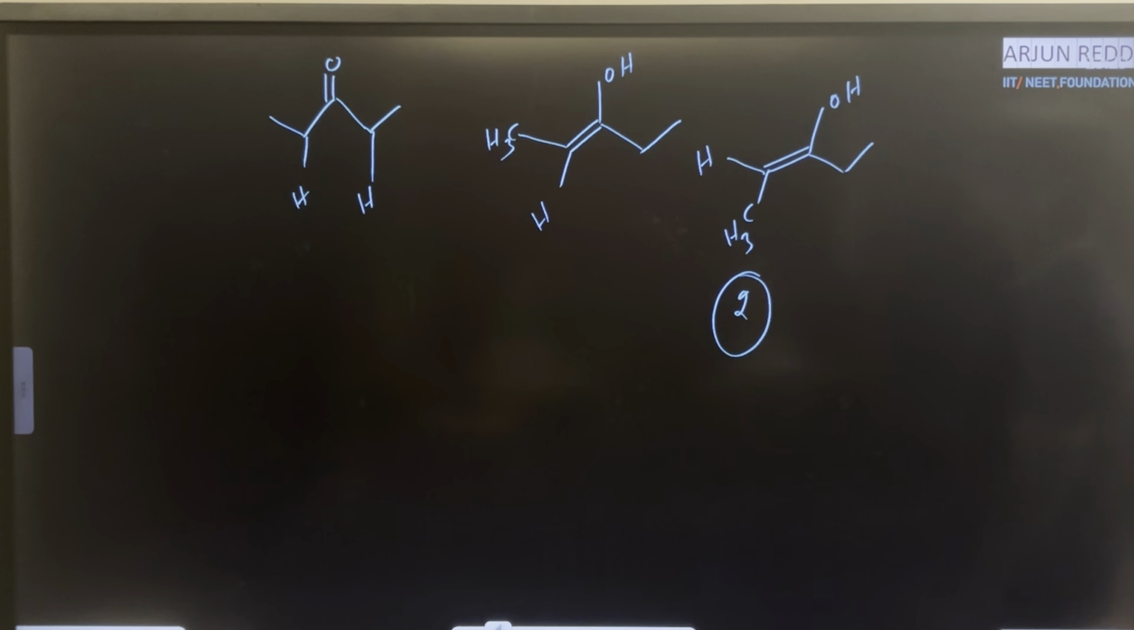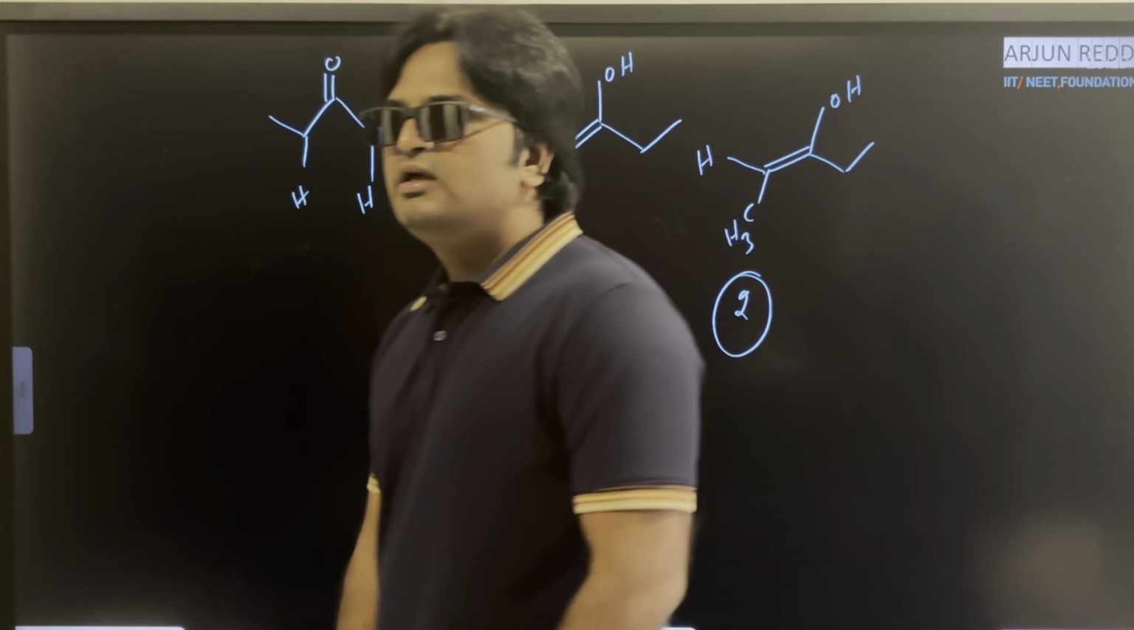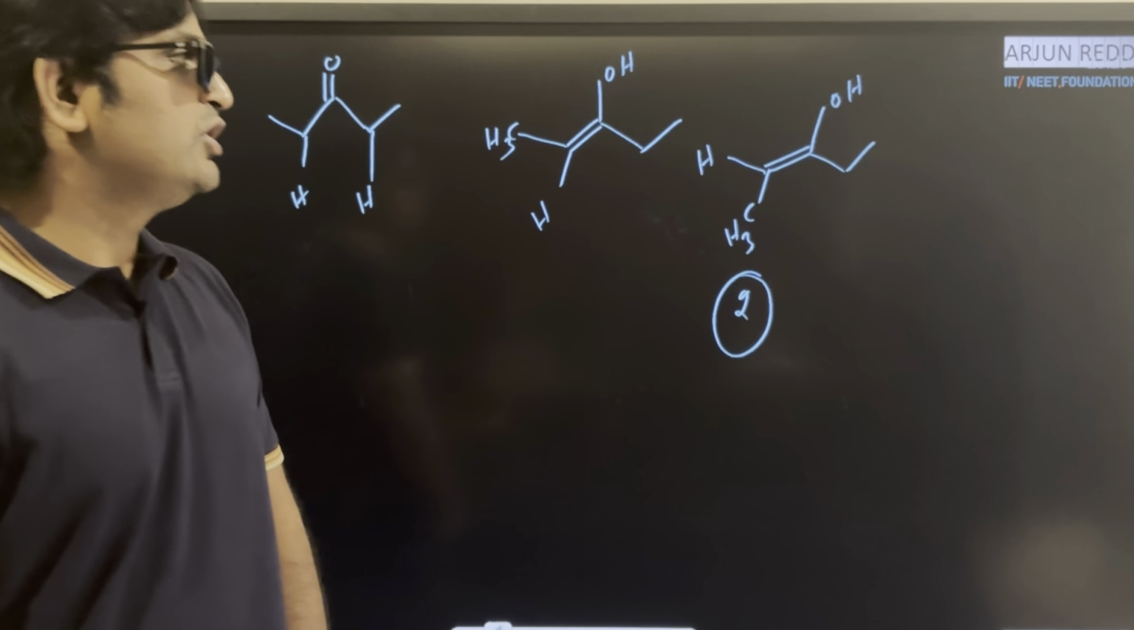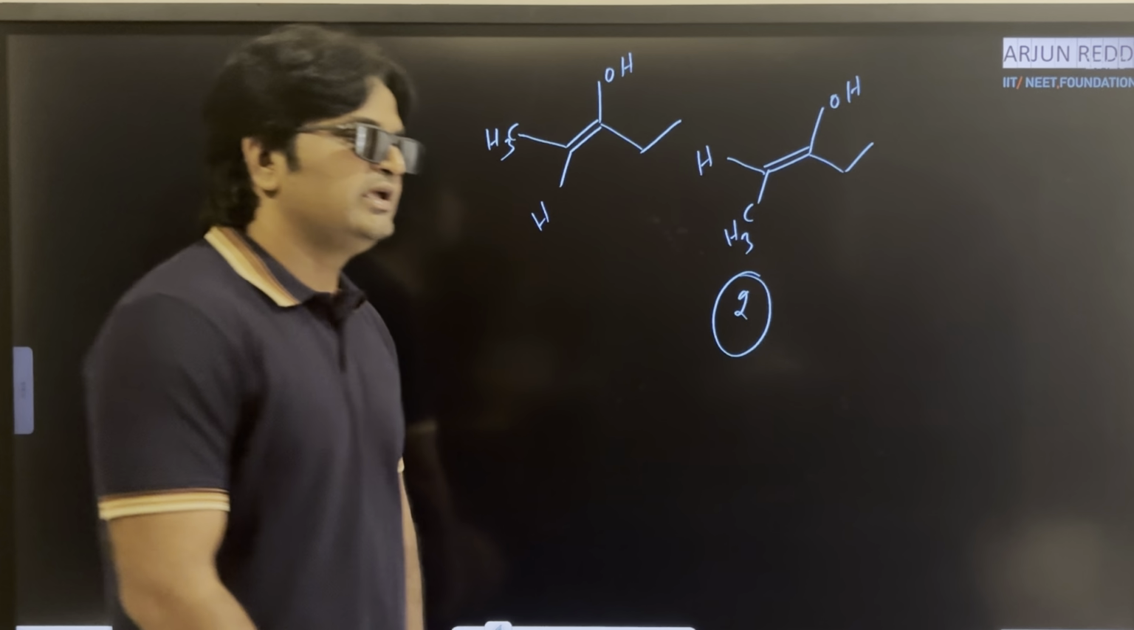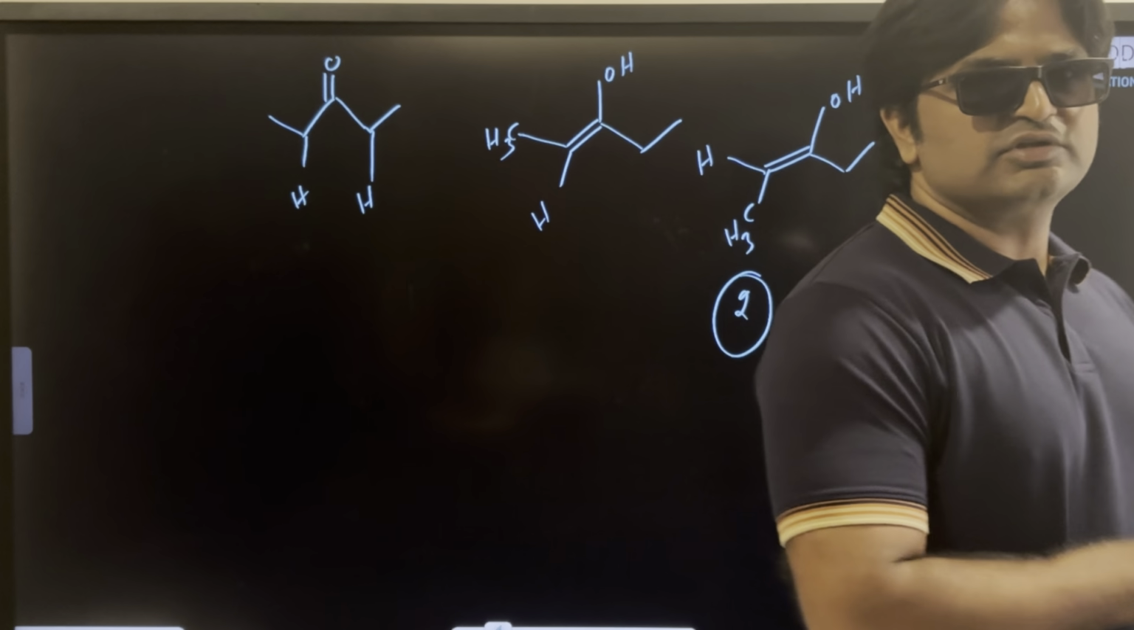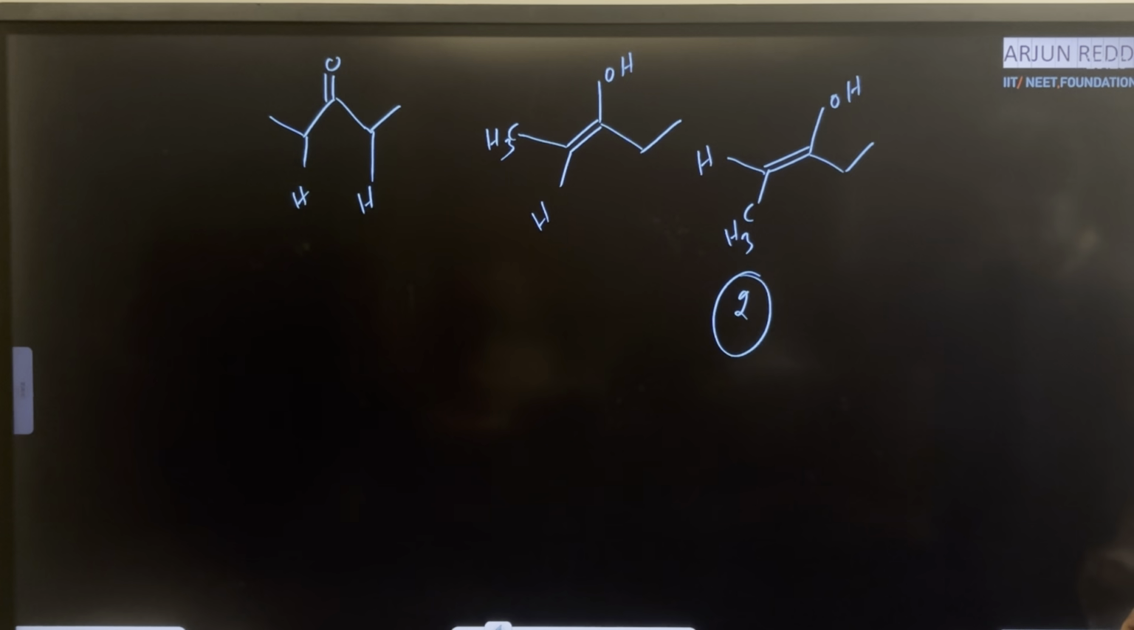Sometimes they are giving which of the following compounds gives a highly unstable enol form, and sometimes which of the following compounds gives an aromatic enol, and sometimes how many geometrical isomers are possible in enol form. These are the different types of questions, right? Let us try one more example.